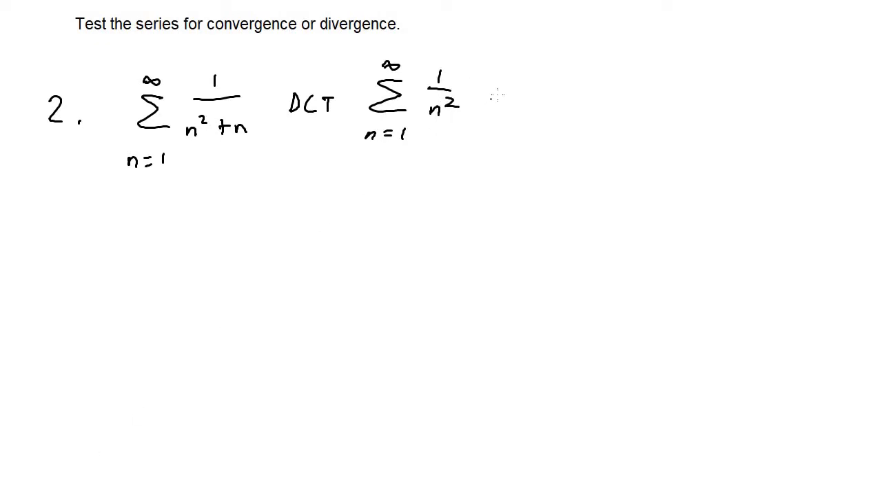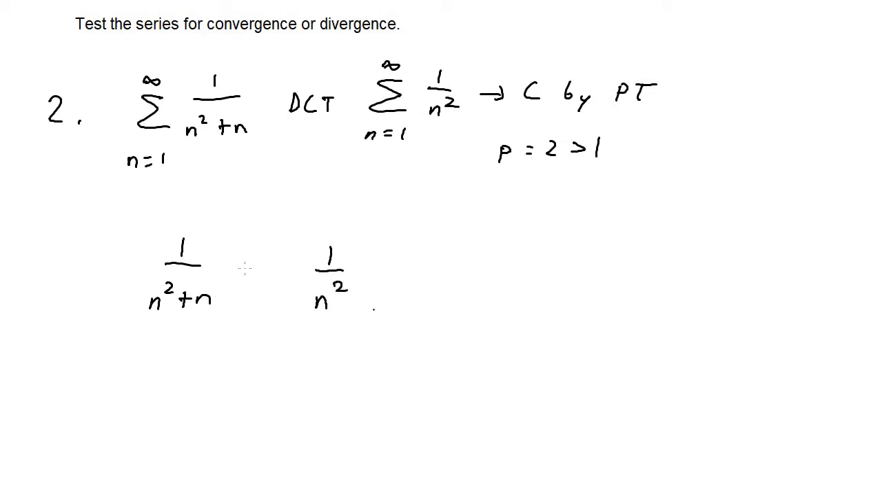Now we know 1 over n squared converges by the p-test, because obviously p, the exponent in this case, is 2, and 2 is greater than 1. And because 2 is greater than 1, it converges. Now let's go ahead and actually compare both of those series. So we have 1 over n squared plus n, and then 1 over n squared.